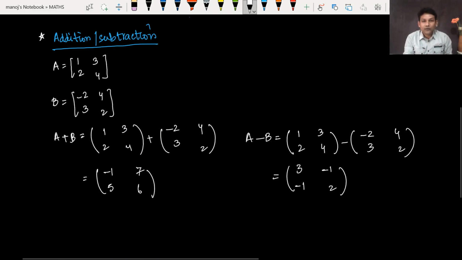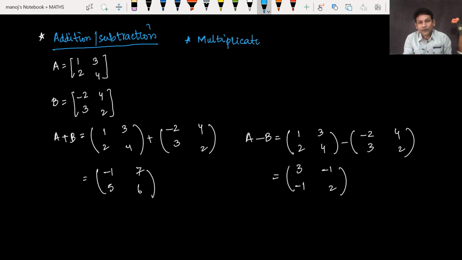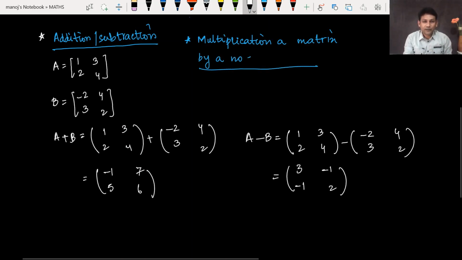Okay, I would also like to add here multiplication of a matrix by a number, because I am not doing the multiplication of matrices, but multiplication of a matrix by a number. Like, I have a number and I want to multiply it with the matrix. It's very simple. I'm giving one example here.